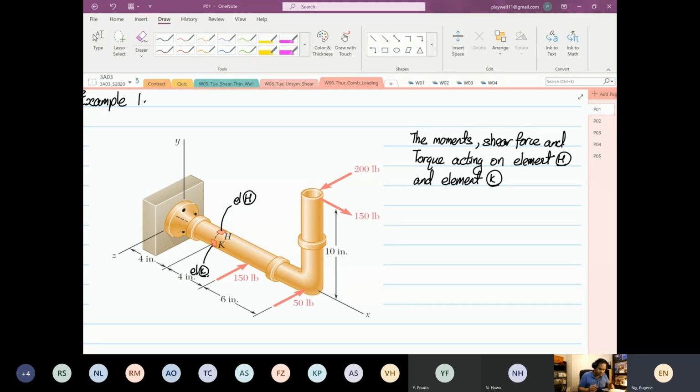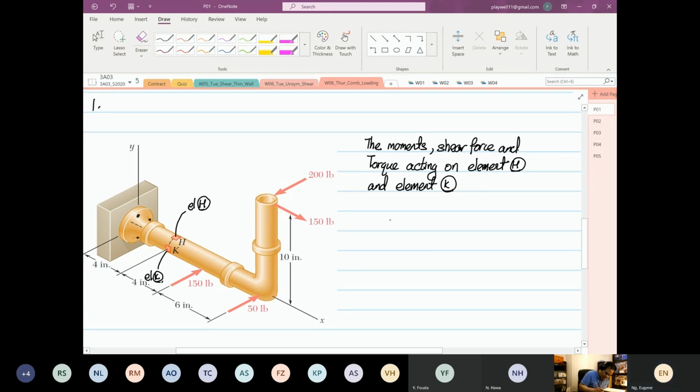Given is the geometry and the loading condition. The first thing we are going to do, number one, is locate the orientation of the transformation and the position of the elements.